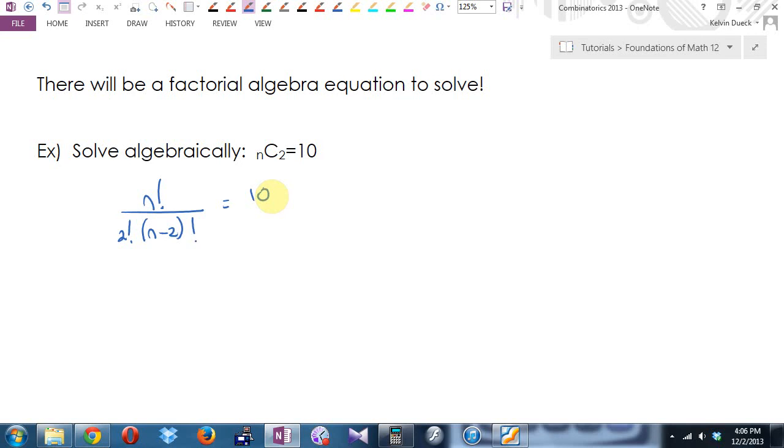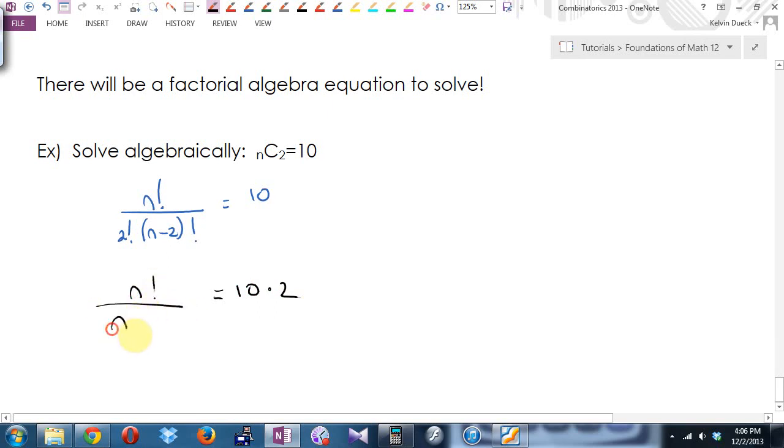So on my next line, it's going to become a 2, and I would want to move it to the other side. Right now, on the left-hand side, I'm dividing by 2, so how will I move it over to the other side? What's the opposite of dividing by 2? So on the next line, I would say this: times by 2. And I'll have n factorial all over n minus 2 factorial. You okay with that?